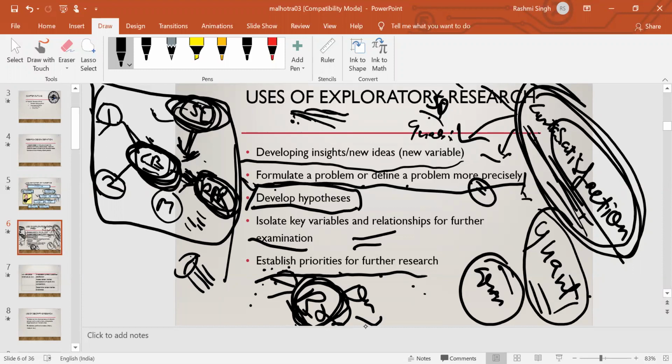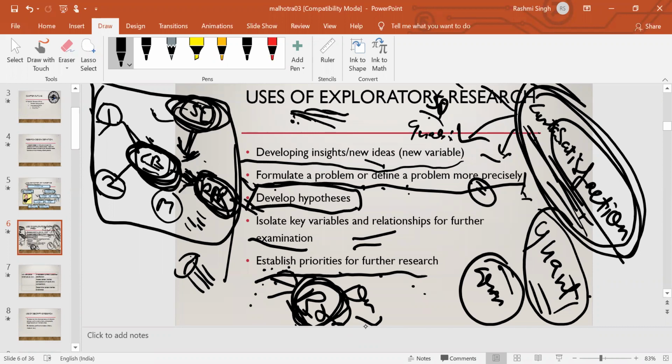Okay, so these are the different ways you can define exploratory research. It will help you to develop some insights, new ideas or new variables. It will help you to formulate a problem or define a problem more precisely, because when your problem is very unstructured or very loosely defined, then in that case you will use exploratory research. Further, it will help you to develop hypotheses.